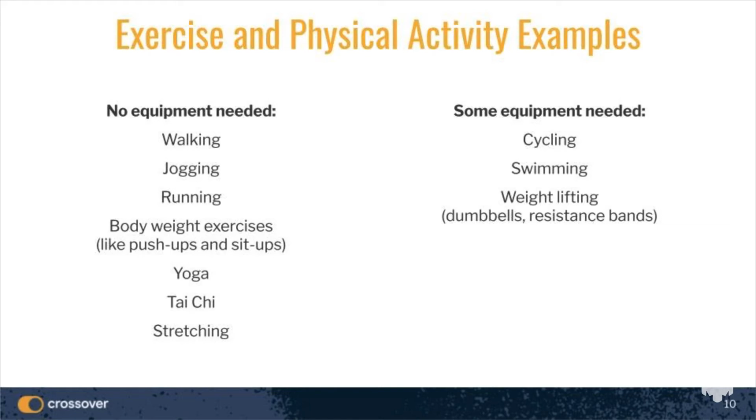Yoga, Tai Chi, stretching, chair exercises, all of these require no equipment. And then we have some that do require equipment, but these might be things that you already have access to, like a bicycle for cycling, or maybe you have a community pool where you can swim, or weightlifting or muscle strengthening. You may have dumbbells in the house, you may have resistance bands, and a lot of these can be fairly low cost to get, to be able to perform some muscle strengthening exercises. So again, you don't need a gym membership and you don't need expensive equipment to be able to exercise.